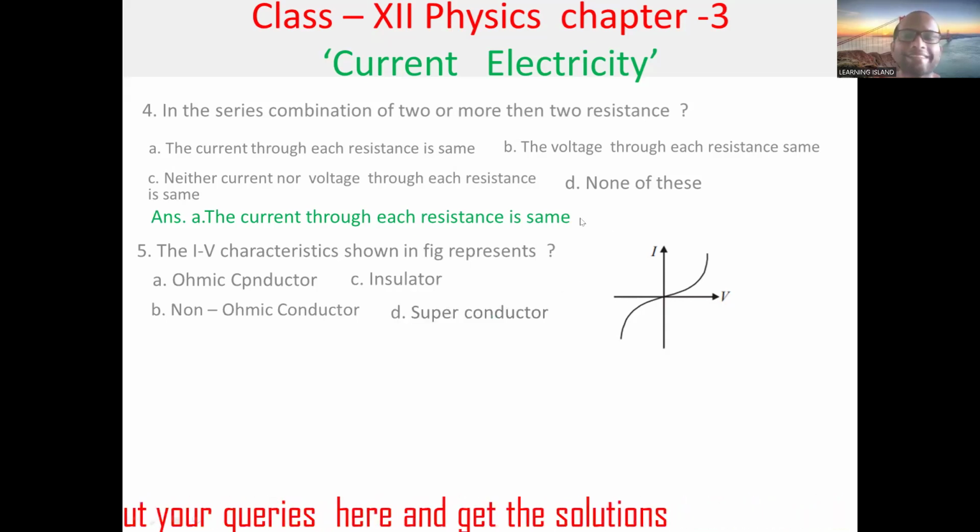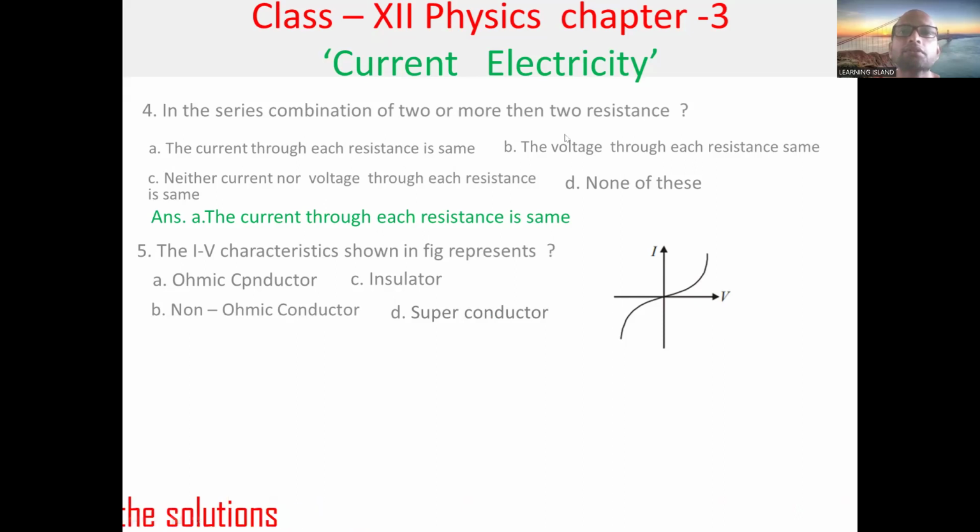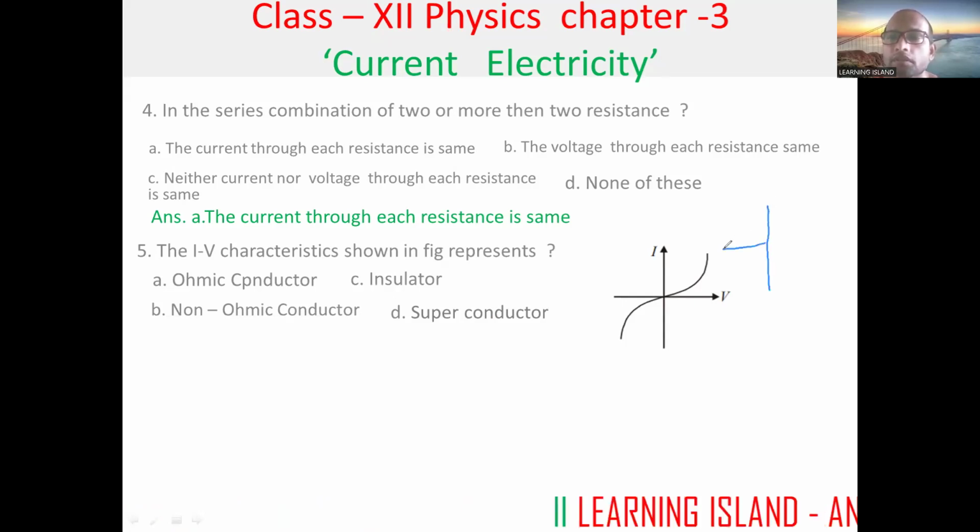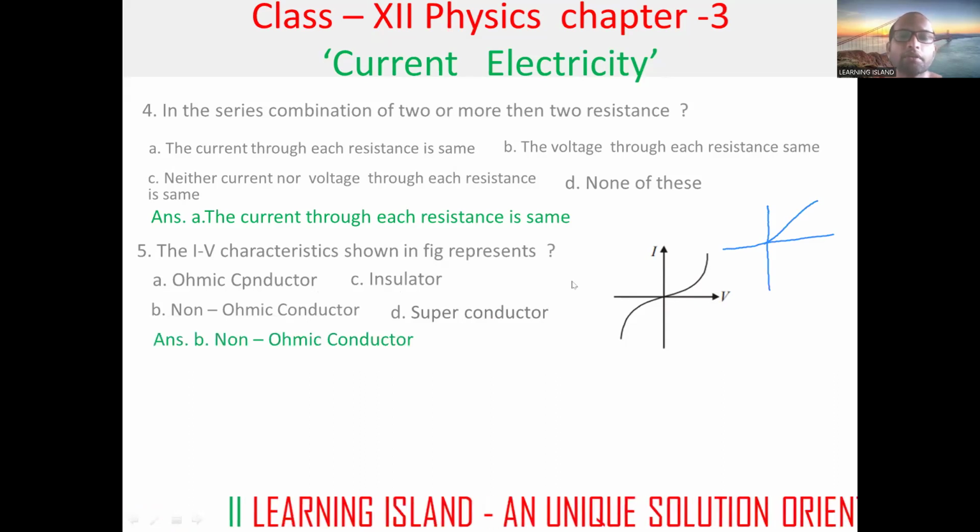Superconductor. Which type of conductor is it? You know that in case of an ohmic conductor, the graph should be a straight line. But here you see this is not a straight line, it's like this. So that means this is not an ohmic conductor. It is also not an insulator, and it is also not a superconductor. So the answer would be that it is a non-ohmic conductor.